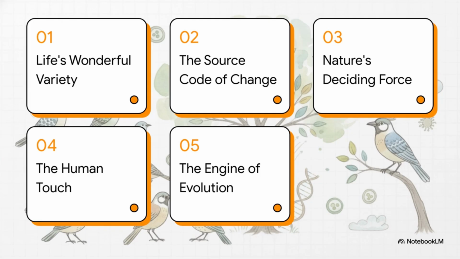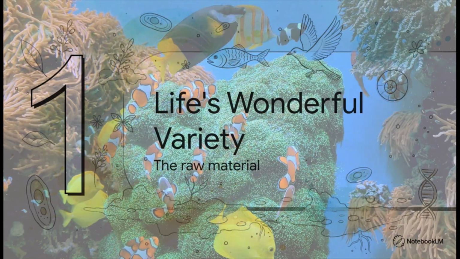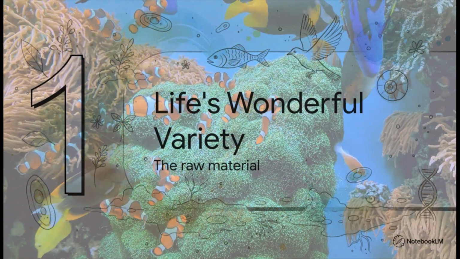Okay, so here's our game plan for today. We're going to start with life's amazing variety, then figure out where it all comes from. After that, we'll see how nature picks the winners, look at how we humans get involved, and then, finally, we'll put it all together to see how this incredible engine really runs. All right, let's jump into our first section, life's wonderful variety.